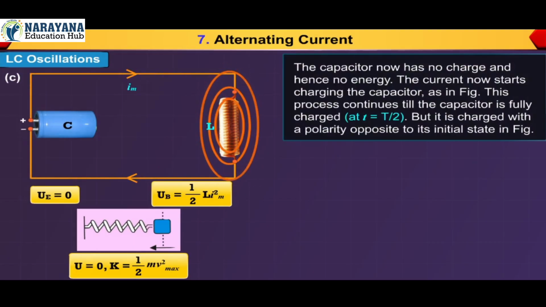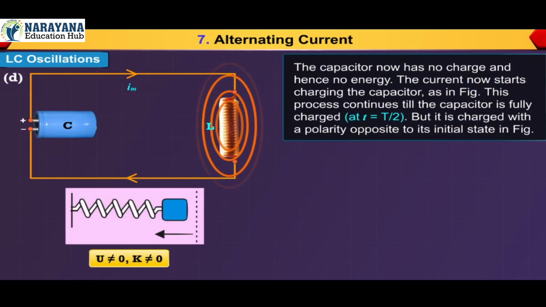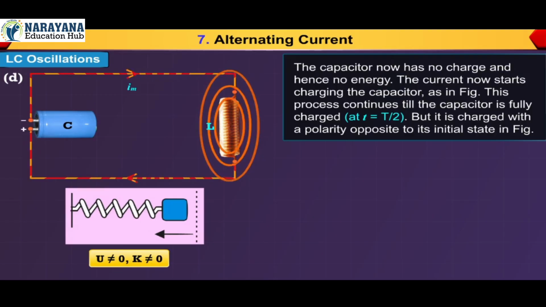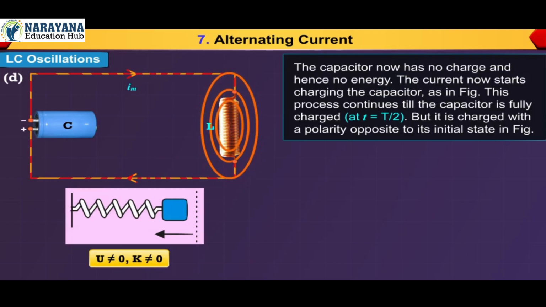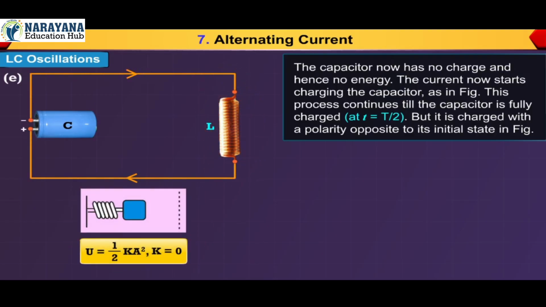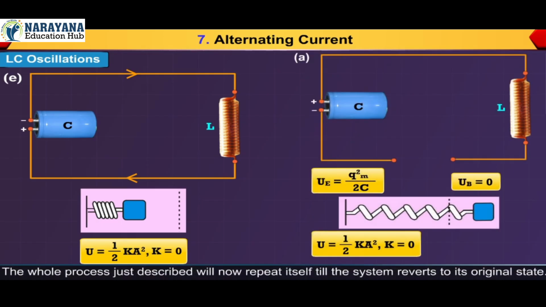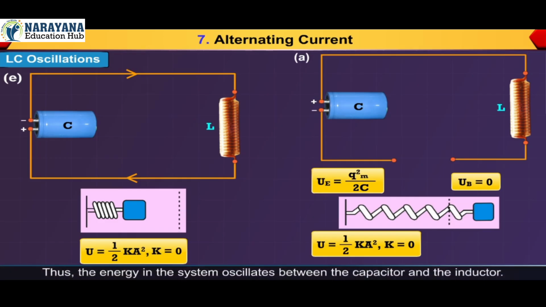The current now starts charging the capacitor, as in the figure. This process continues till the capacitor is fully charged at t = T/2, but it is charged with a polarity opposite to its initial state in the figure. The whole process just described will now repeat itself till the system reverts to its original state. Thus, the energy in the system oscillates between the capacitor and the inductor.